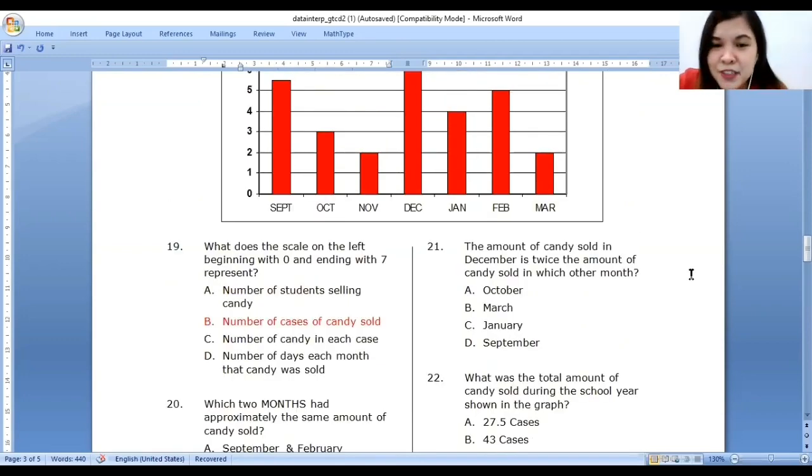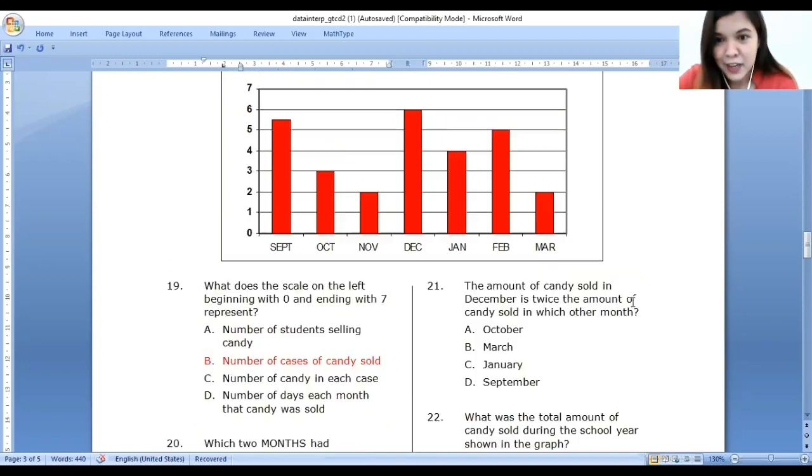Then number 21. The amount of candy sold in December is twice the amount of candy sold in which other month? Kumbaga, yung December dito, siya yung doble. So, kalahatiin mo yung December, yun yung hinahanap natin. Okay? So, ano ba ang kalahati ng December? Ang December kasi dito, ang kanyang height ng kanyang bar ay 6. So, ang kalahati nun ay 3. So, humanap ka ng 3. Ang sagot, October. It means, the answer is letter A, October.